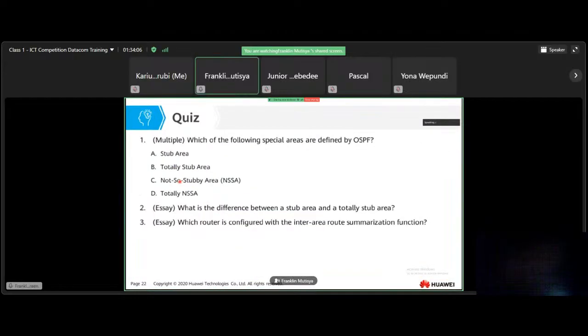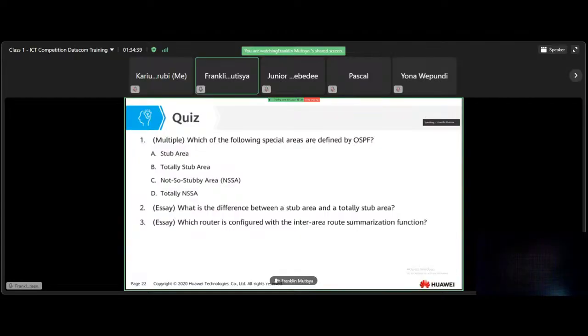So let's answer these three questions. Number one is a multiple choice question. Which of the following special areas are defined by OSPF? We have stub area, totally stub area, not so stubby area. Yes, all of them are special areas that are defined by OSPF.